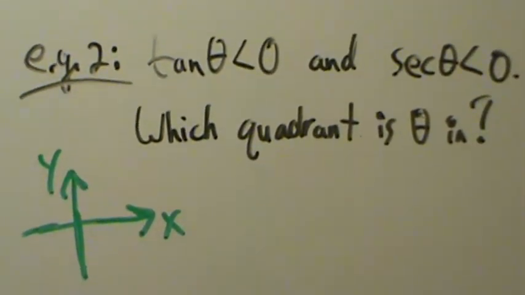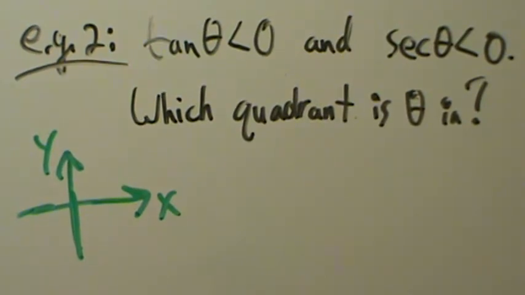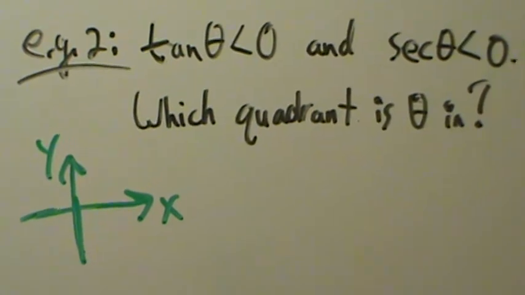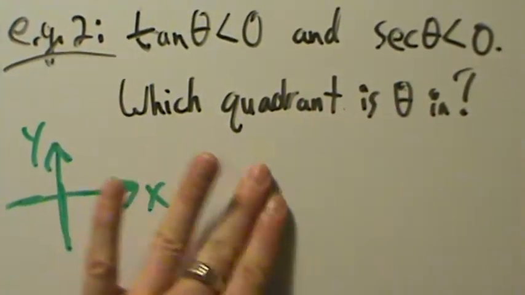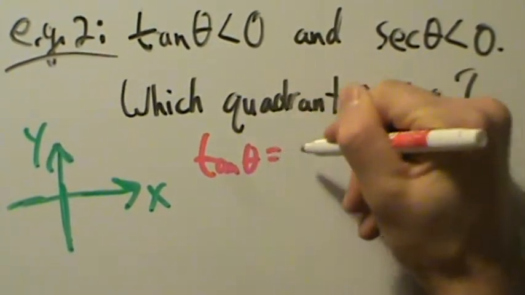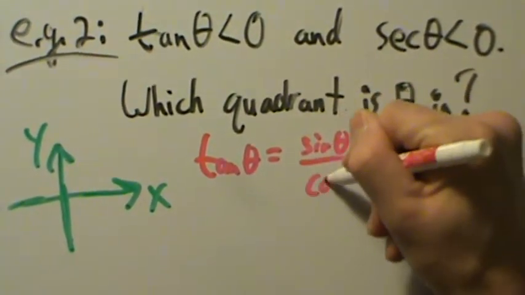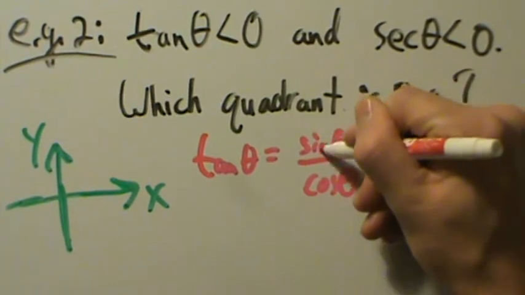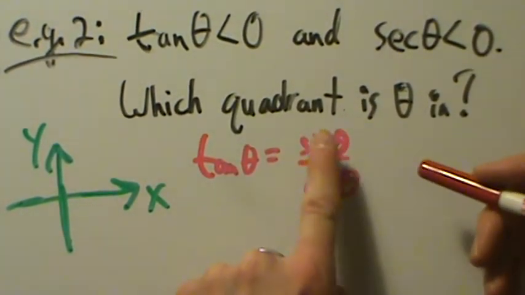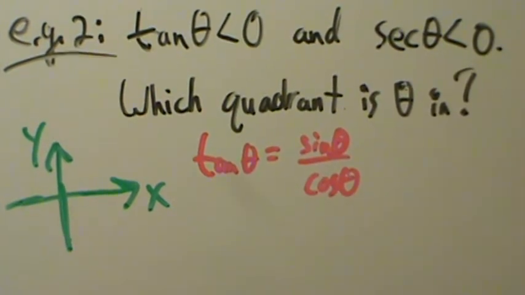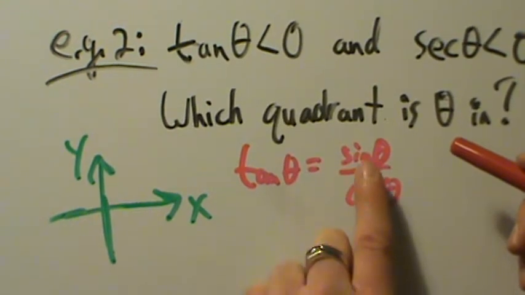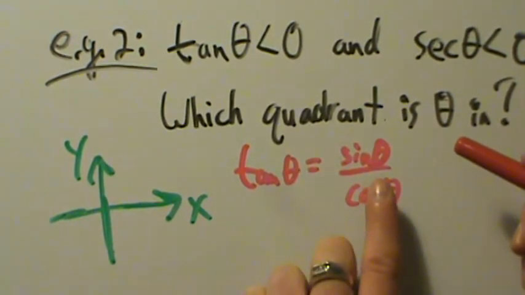Or if you don't like that, if you don't want to think about that ASTC thing, all students take calculus, what you could do is just think, okay, tangent of theta. Remember, tangent of theta, let's answer in a different color. Tangent of theta is the sine of theta over the cosine of theta. Okay. So this is the y-coordinate divided by the x-coordinate. So the tangent is negative when one of them is positive and the other one is negative. Okay.